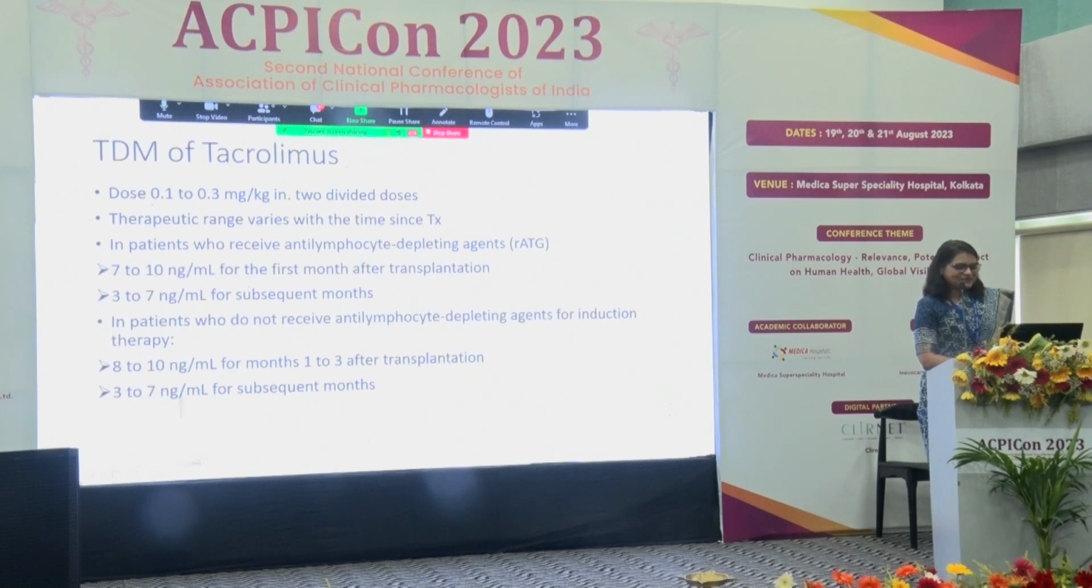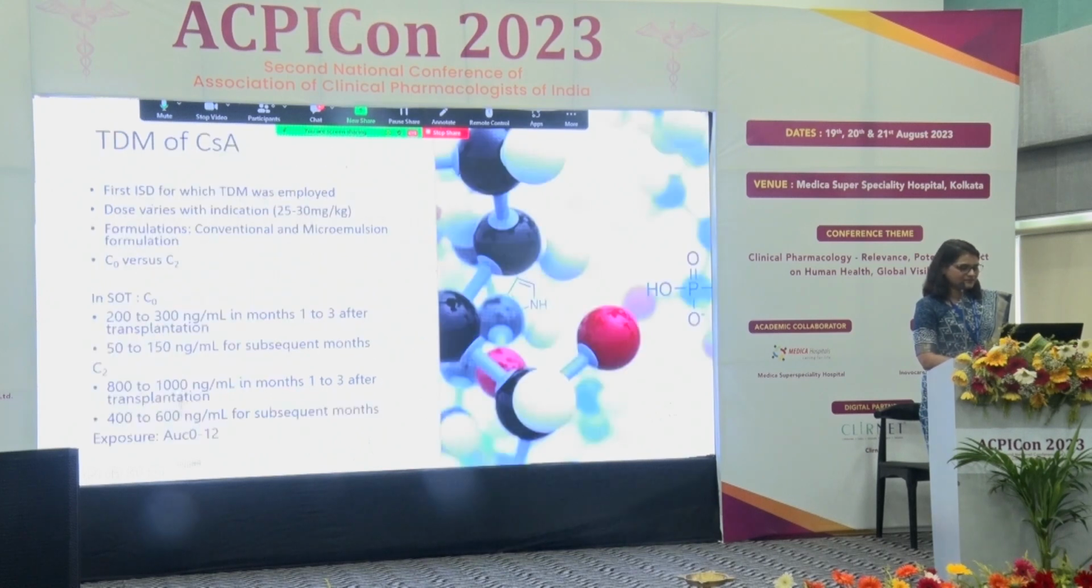Now TDM of tacrolimus, we know that, sorry, I missed a little bit here. When you are doing C0, the C0 is 200 to 300 in the first 1 to 3 months of transplantation, 50 to 150 in the later months. So one thing to take away from here is that the levels, or the therapeutic window, vary with the time since transplantation. For C2 it is 800 to 1000 and 400 to 600.